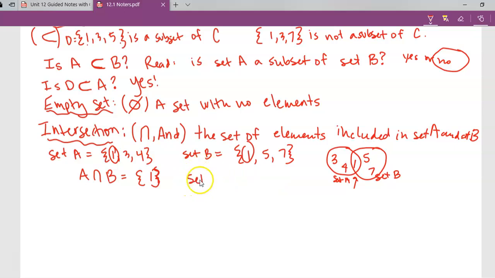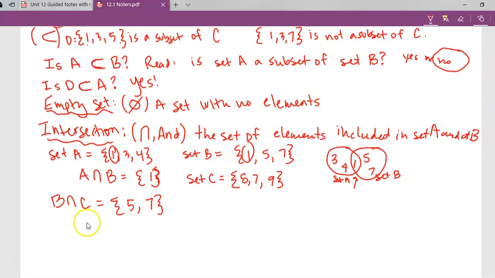Let's make one more set here. So let's say set C is equal to 5, 7, and 9. If I wanted to find the intersection of set B and C, that would be equal to 5 and 7, because 5 is in B and C and 7 is in B and C. It would not include 1 or 9 because 1 is only in B and 9 is only in C. So the intersection is where they overlap. What do they have in common in the two sets?